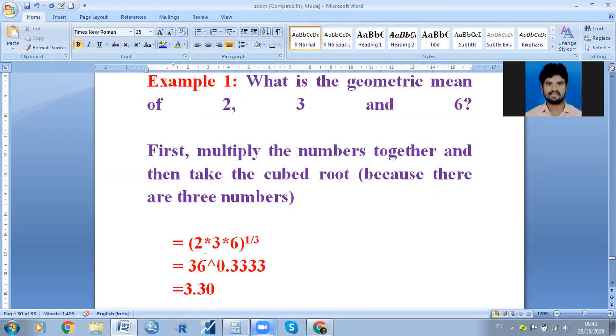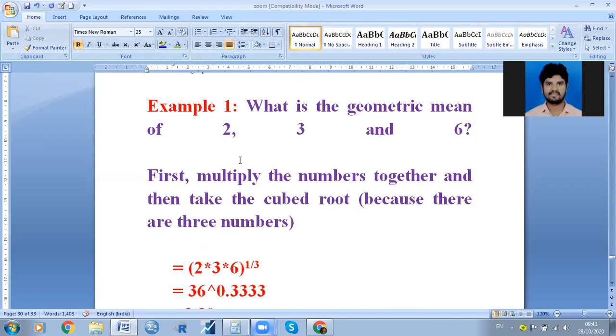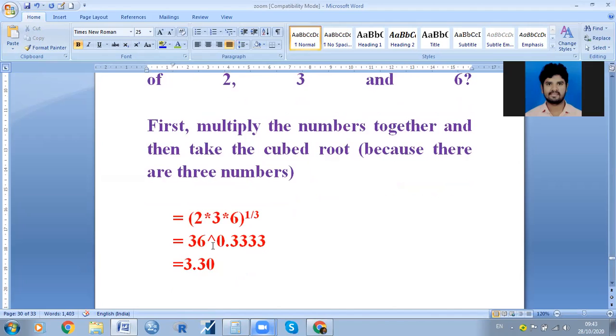In the simple way, instead of giving that formula, I will directly put it. See here, 2 into 3 into 6, power of 1 by 3, because the number of observations is 3. That is why I put 1 by 3. So 2 into 3 is 6, 6 into 6 is 36. Here 36 power of 0.33, since when you calculate 1 by 3, you will get 0.33. On the calculator, 36 power of 0.333, you will get 3.30.